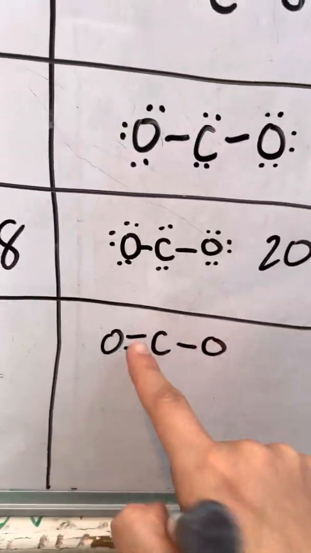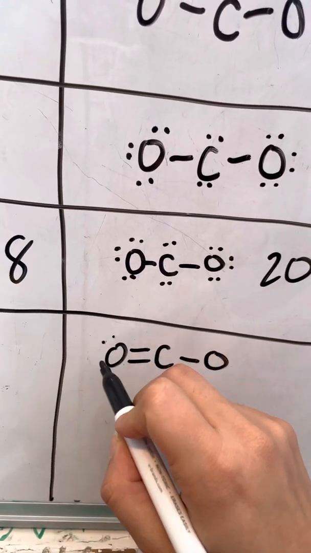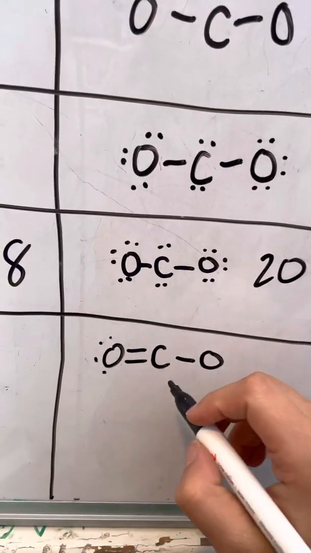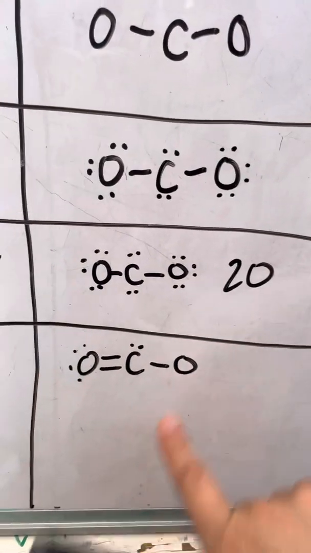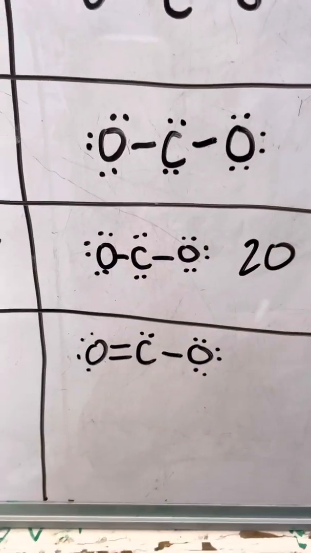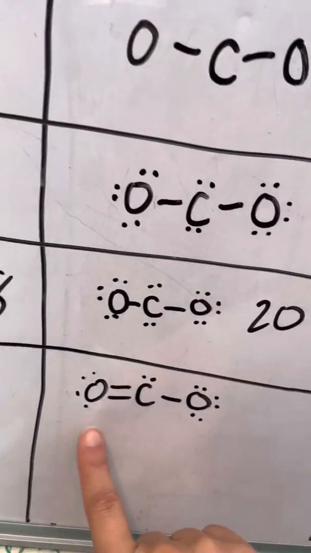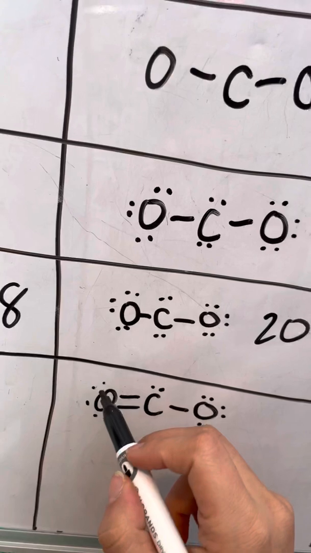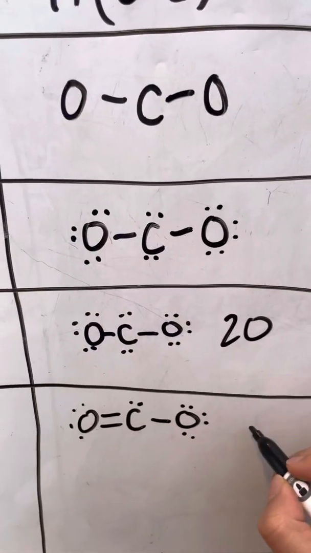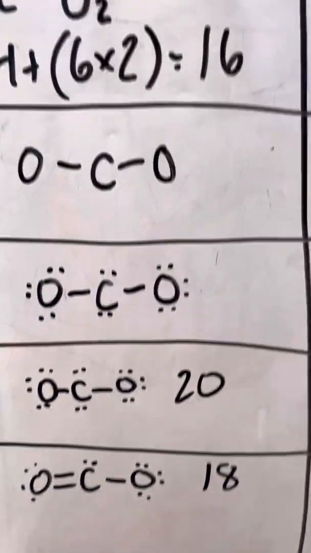octets. So this now oxygen has 2, 4, so it only needs 4 more. 1, 2, 3, 4. This carbon now has 6 around it, so it only needs 2 more. This oxygen has 2, needs 6 more. Now, again, fill the octets, we recount valence electrons. So let's recount. We have 2, 4, 6, 8, 10, 12, 14, 16, 18. Better, it's closer, but we're not there yet.